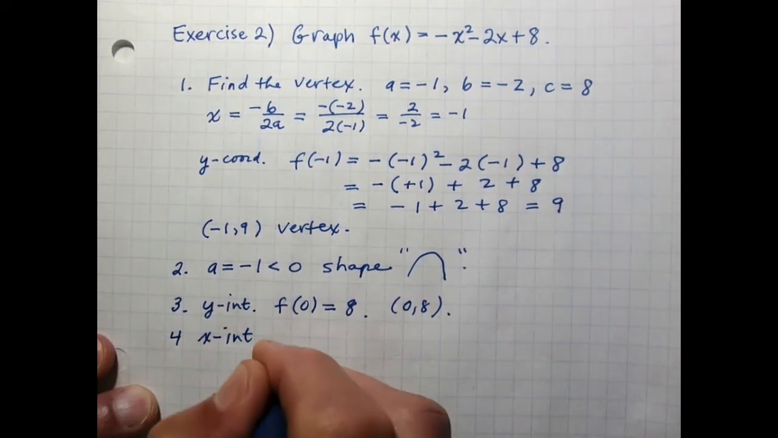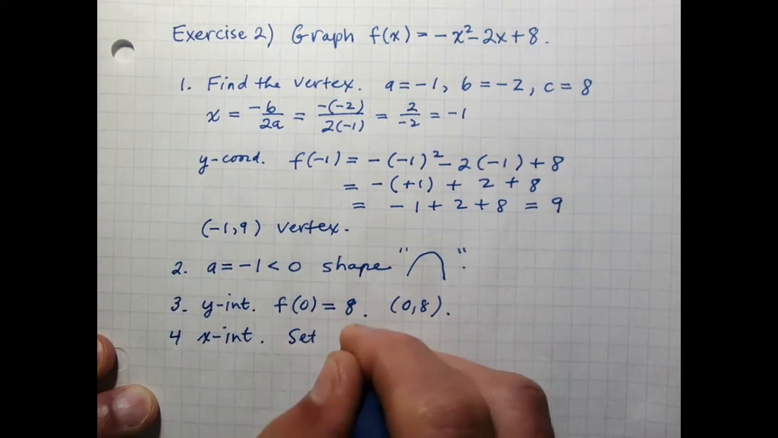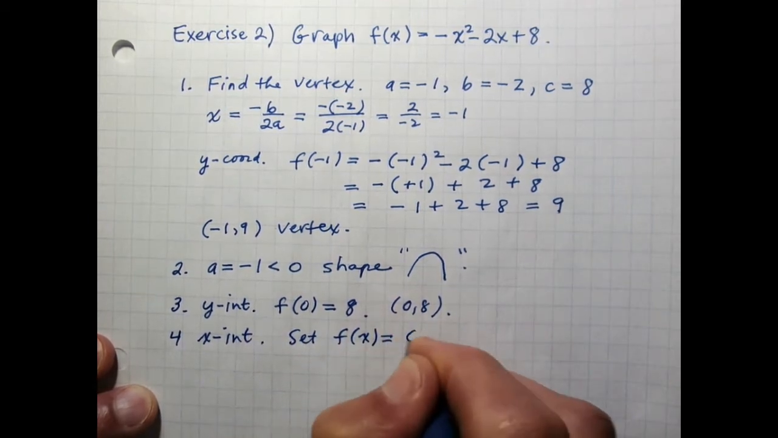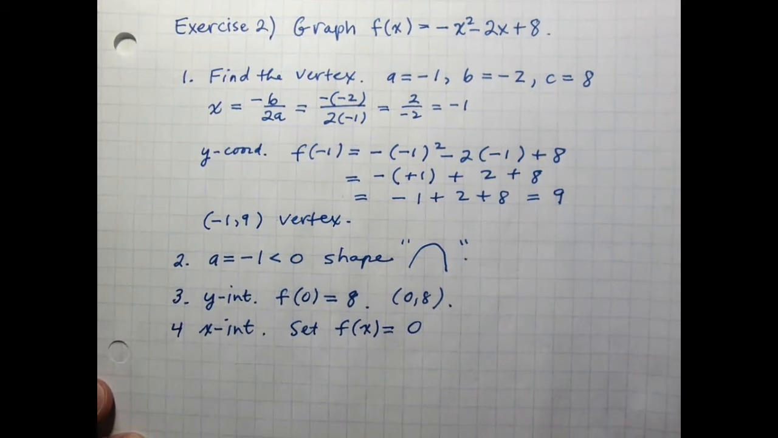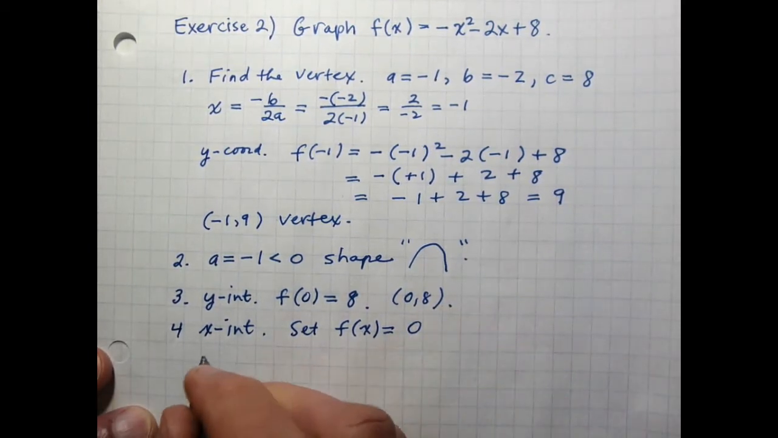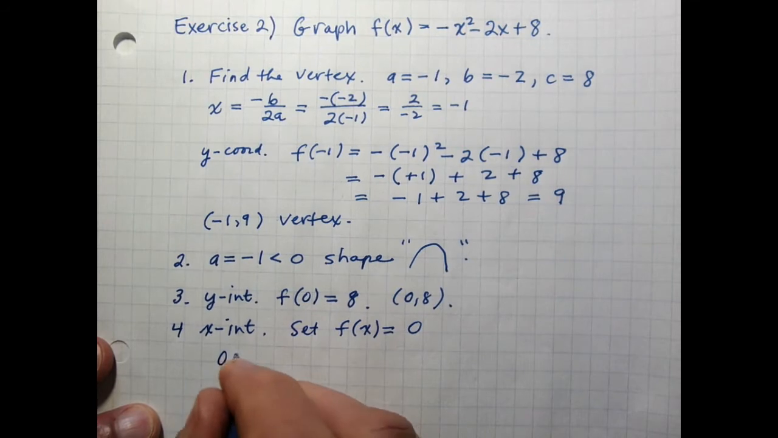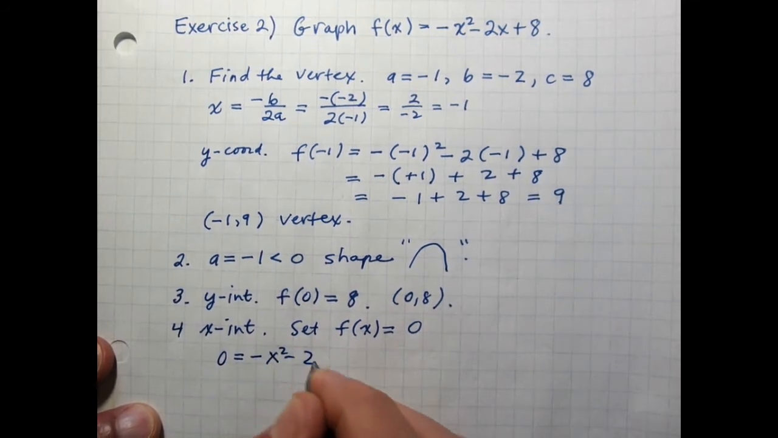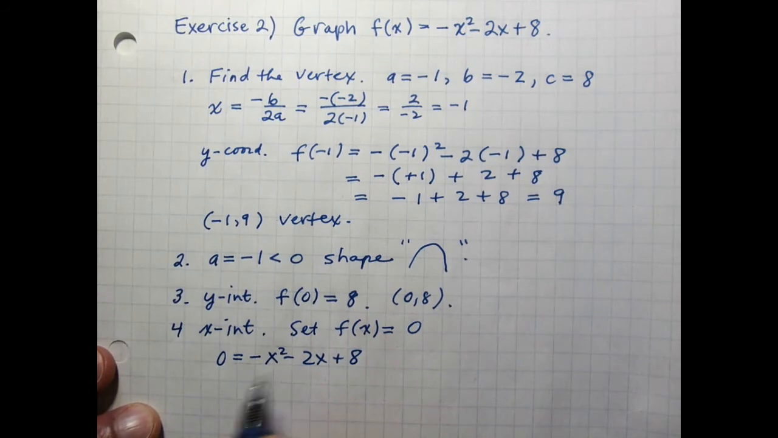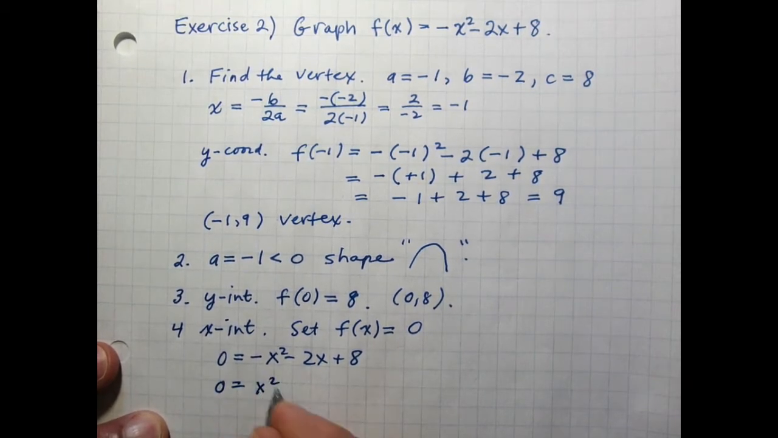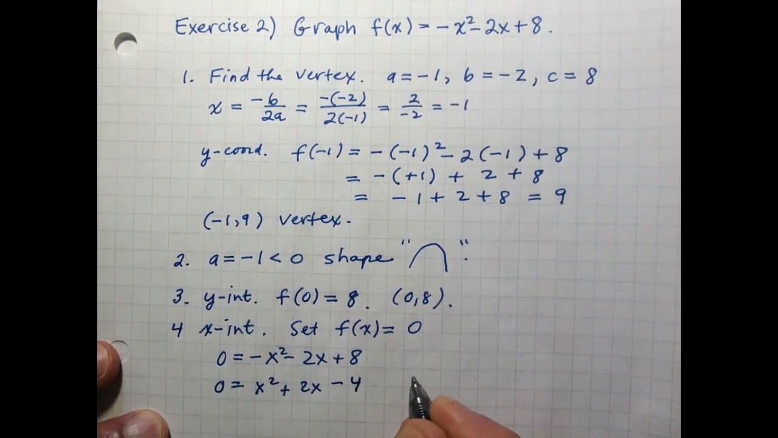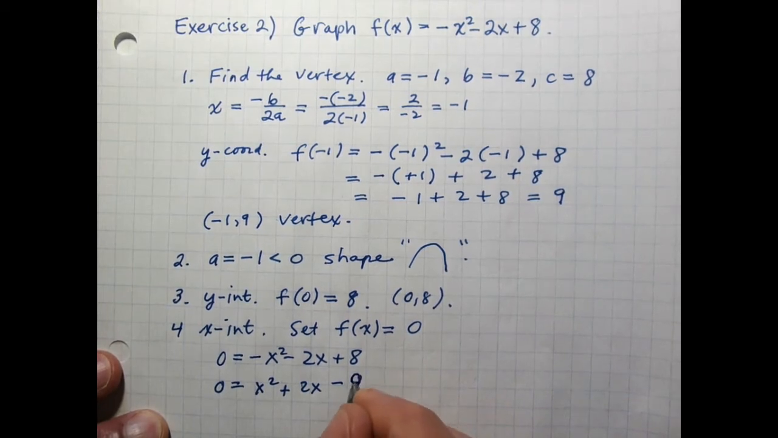X-intercepts, we set f of x equal to 0. So this can be messy and it might not be messy. So let's go ahead and see. We're going to set 0 equal to minus x squared minus 2x plus 8. Now because I'm solving an equation here and I have one side equal to 0, it's okay to multiply both sides by -1. And I get 0 equals positive x squared plus 2x minus 8 there.